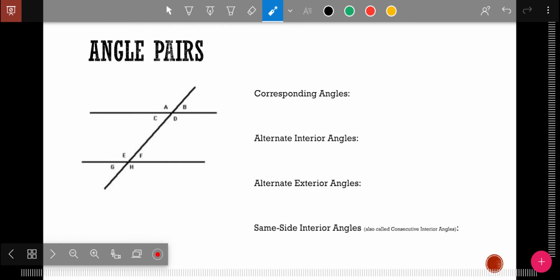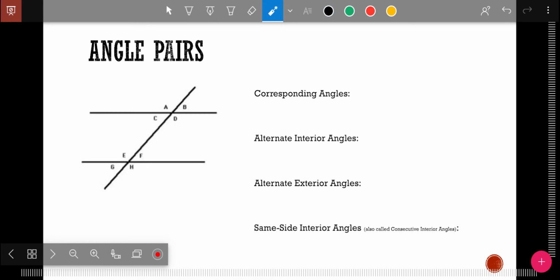Okay? So now we have these vocabulary terms. We need to be able to identify corresponding angles, alternate interior angles, alternate exterior angles, and same side interior angles. The book will sometimes call same side interior angles consecutive interior angles. I'm going to almost always refer to them as same side, but it does not matter which words you use there. So corresponding angles. Corresponding angles are on the same side.